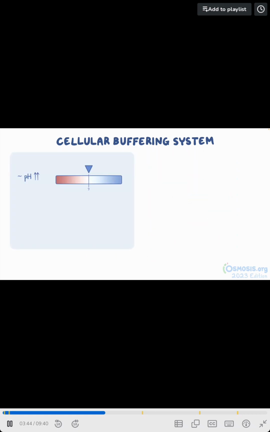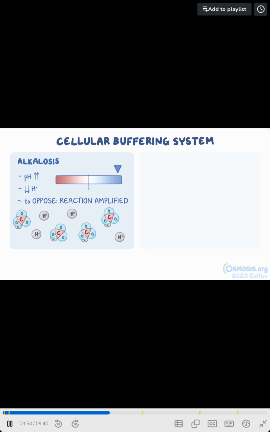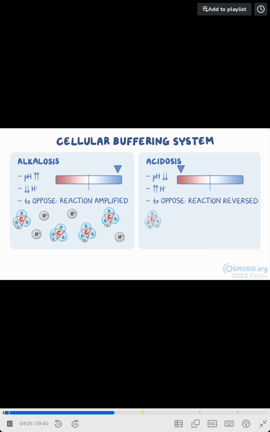Now, if the pH is increased, which means that there is less hydrogen, we call that alkalosis. To oppose alkalosis, this reaction is amplified, and we get more bicarbonate and hydrogen ions. In contrast, decreased pH, which means that there's more hydrogen, is called acidosis. To oppose acidosis, the reaction is reversed. So, excess hydrogen ions are used by bicarbonate to generate more carbonic acid, which gives us more carbon dioxide that can be eliminated by the lungs.